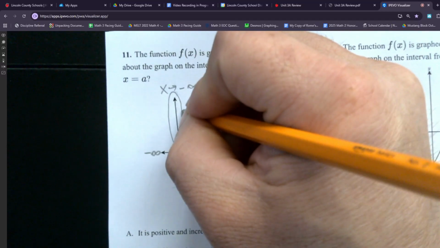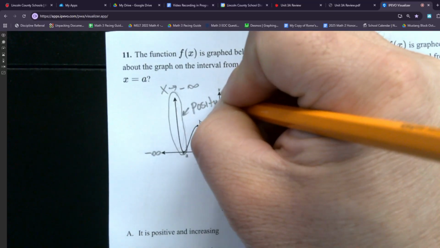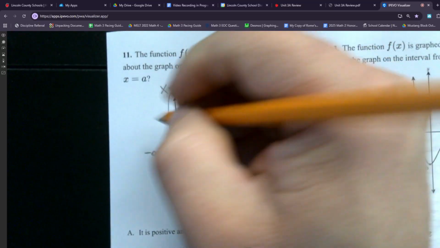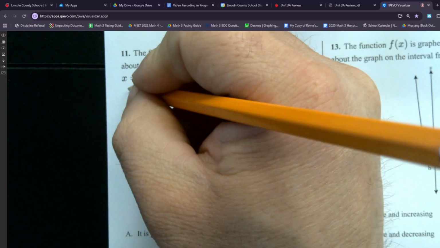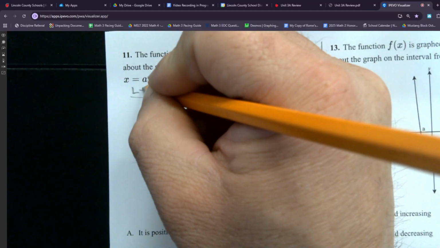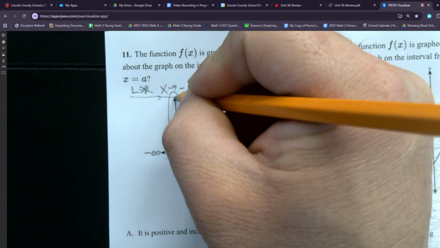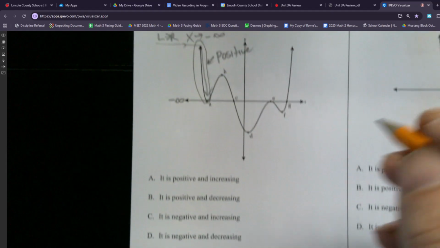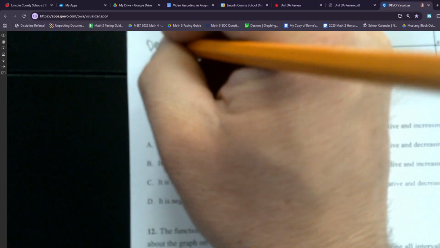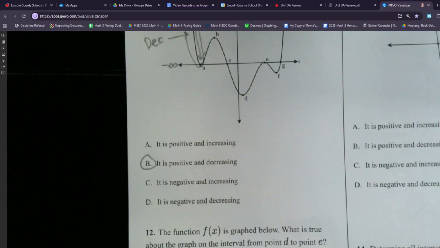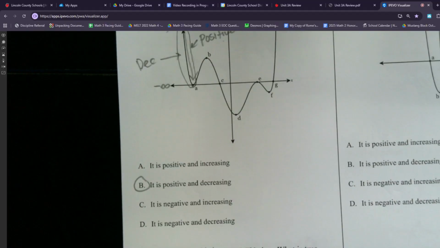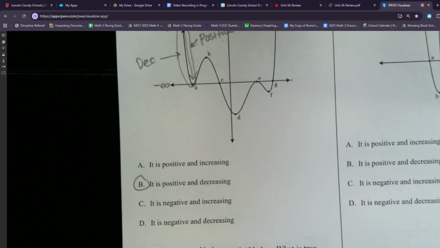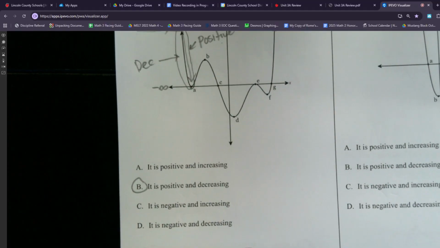Well, we know this is positive because it's above the x-axis. Now, looking at it from left to right, coming in this way, always left to right on the slope. As soon as I get here, I start decreasing, right? I have a negative slope. So I'm looking for something that's positive and that's decreasing. So that would be option B, positive and decreasing. Positive above the x-axis, decreasing because it's got a negative slope left to right. Always left to right on the slope. All right.